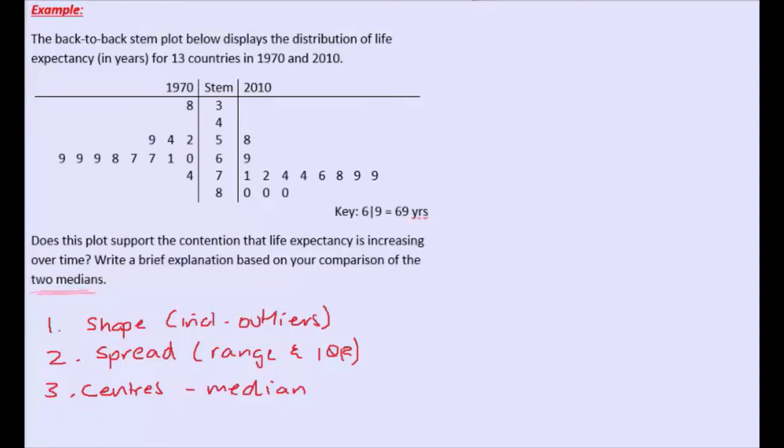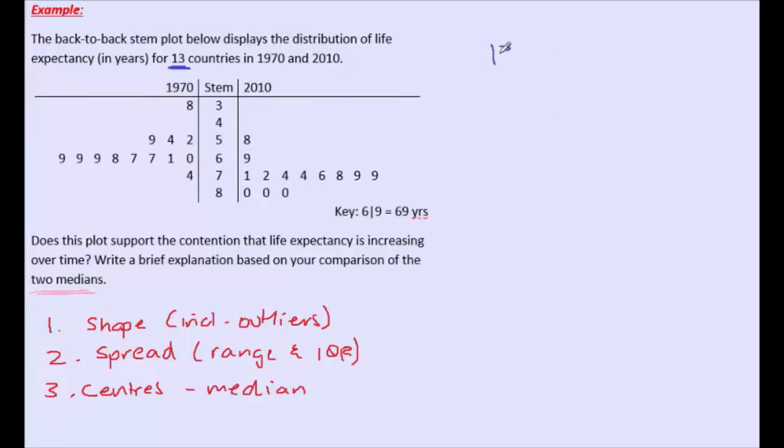Now, we know there are 13 countries because it has it written here, and these would be the years that we're comparing, 1970 and 2010. Now, if I just look at the data, I can see that my values for 1970 are generally below my values for 2010, but I need to actually support what I say using data.